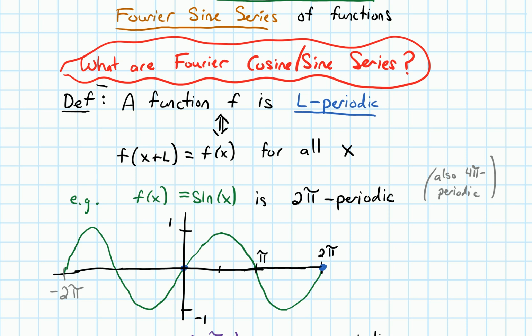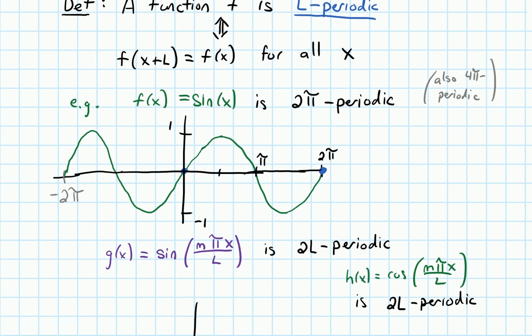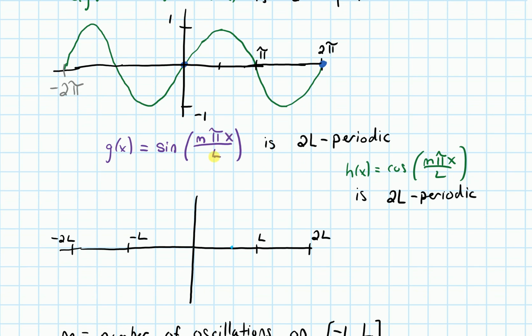Okay. So next I want to talk about the functions that show up in our Fourier series and what type of periodic they are. I'm going to call sine of m pi x over L the function g of x, and I'm going to let h of x be the function cosine of m pi x over L. Both of these functions are 2L periodic. They'll repeat every 2L. In this formula, m is any positive integer, like 1, 2, 3, and so on. All right, so I want to draw some examples.